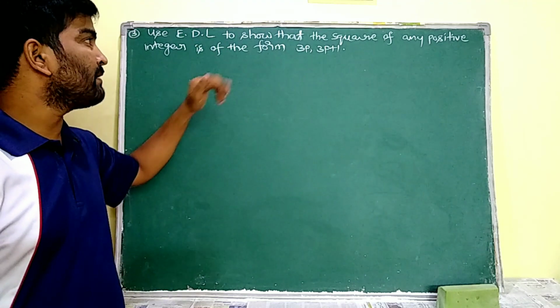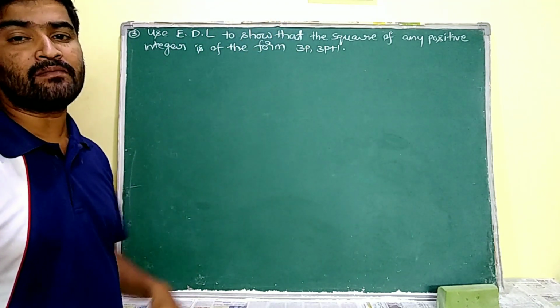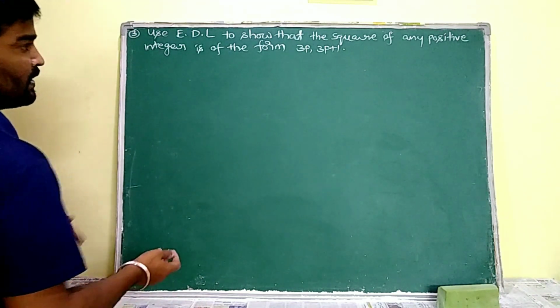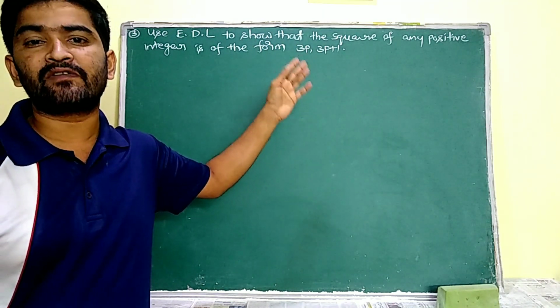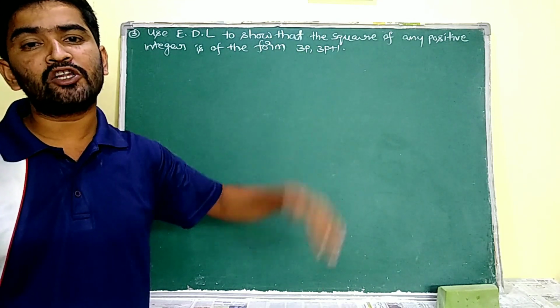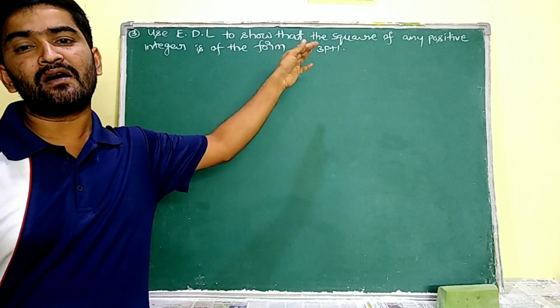Use Euclid division lemma to show that the square of any positive integer is of the form 3p or 3p plus 1. Firstly, if we want to check, just check the square numbers: 1 square, 2 square, 3 square, 4 square, 5 square. All those square numbers are definitely in this form, that is 3p or 3p plus 1.